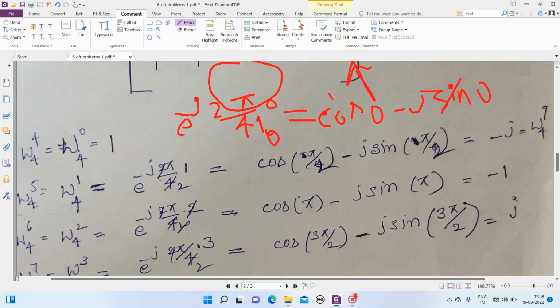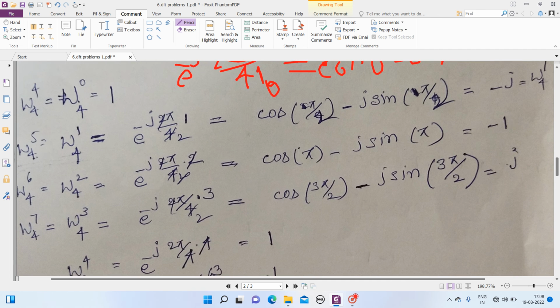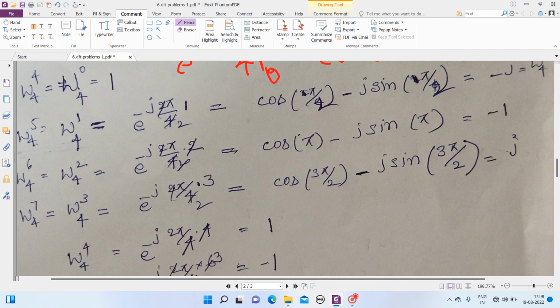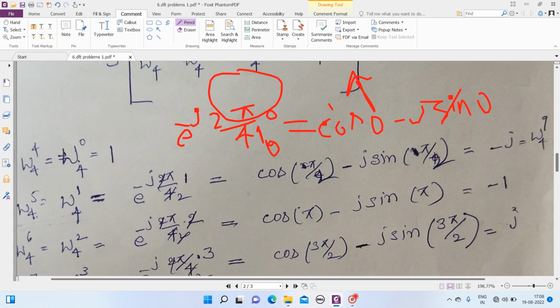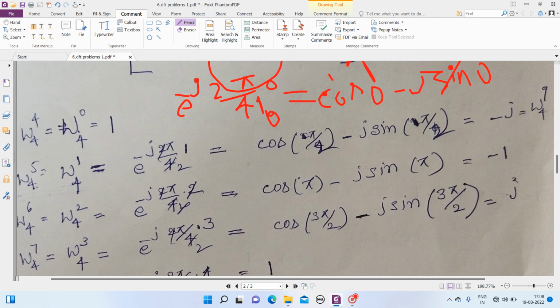Similarly, we need to calculate the other three twiddle factors. We have to follow the above procedure to find the twiddle factors for 1, 2, 3, right? So for W4 to the power of 1, we will get minus j. W4 to the power of 2 is minus 1. W4 to the power of 3 is plus j, right? So we have calculated the first four twiddle factors.